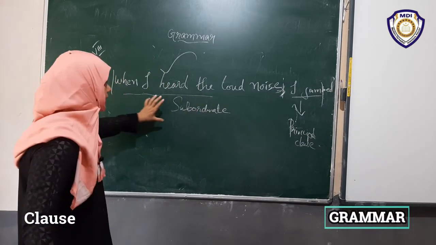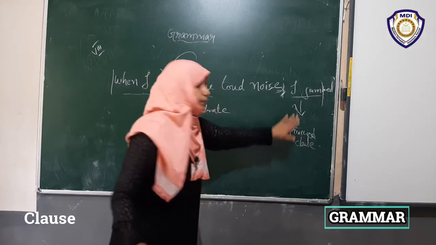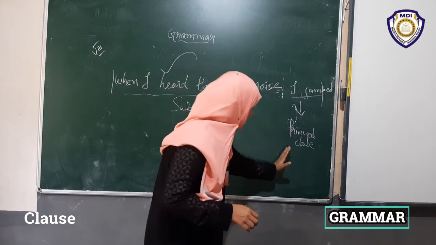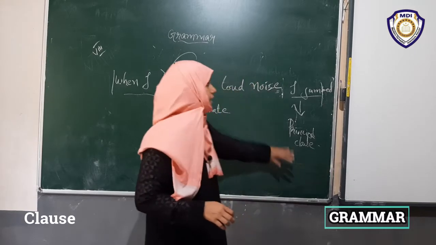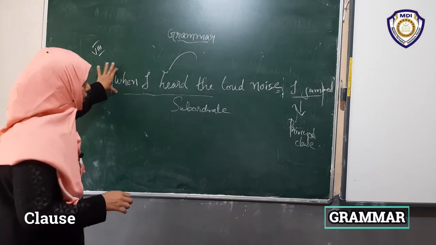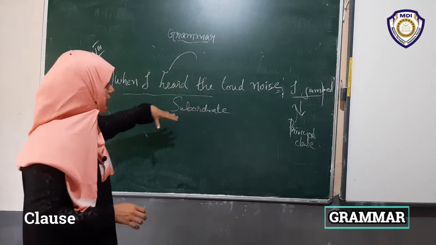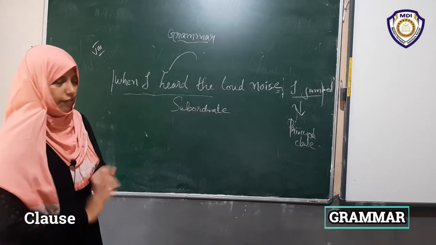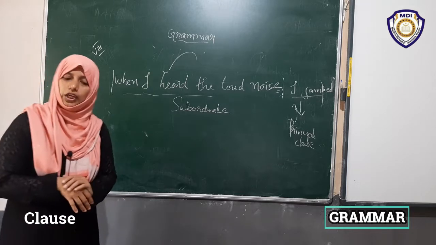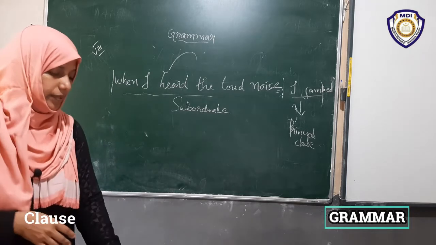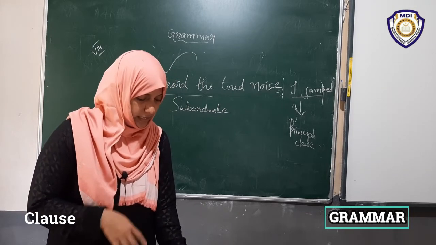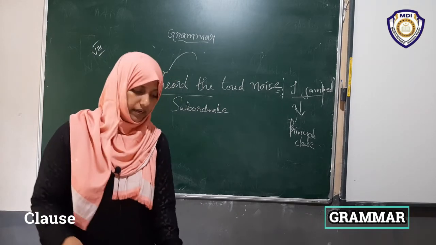Subordinate clause is dependent on principal clause. Understood? Principal clause can stand by itself and it has its own meaning. But subordinate clauses can't stand by themselves, and they get meaning only with the principal clause. Okay, all of you understood? Then we are moving to discuss again through some examples.